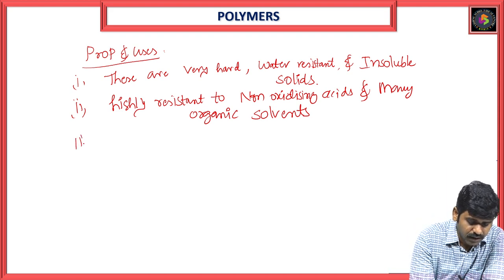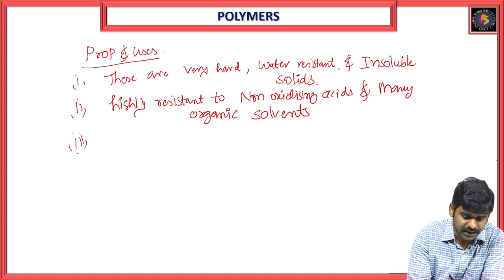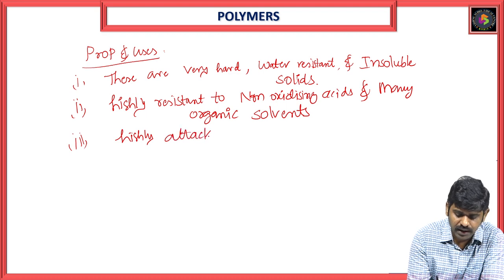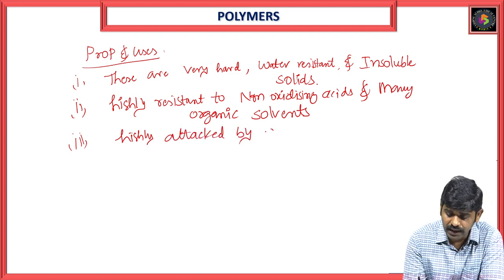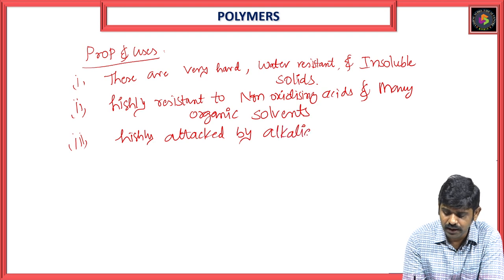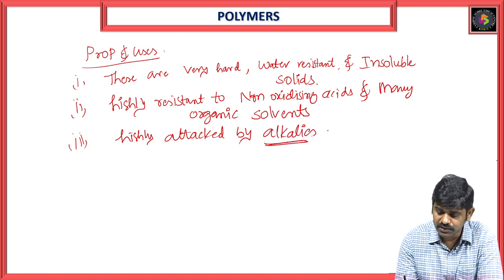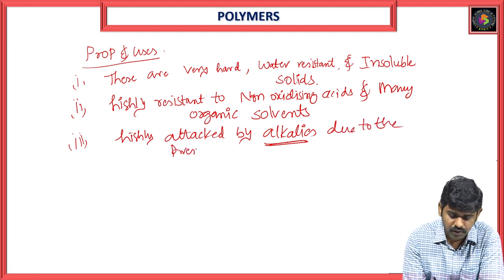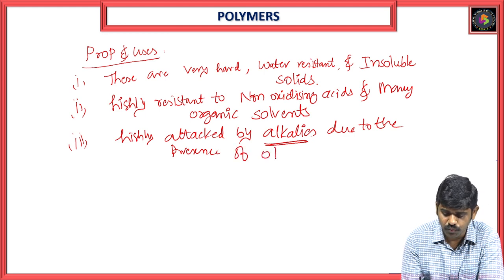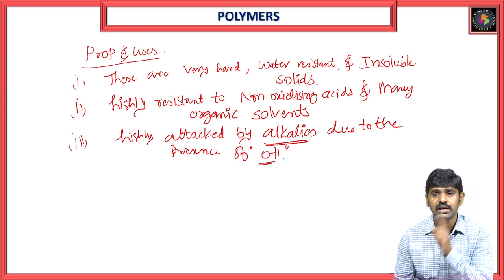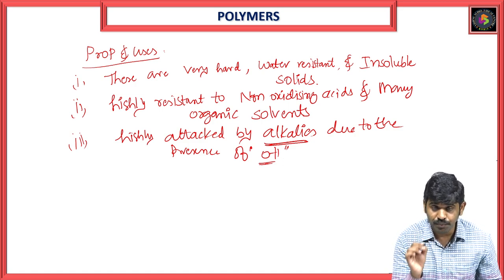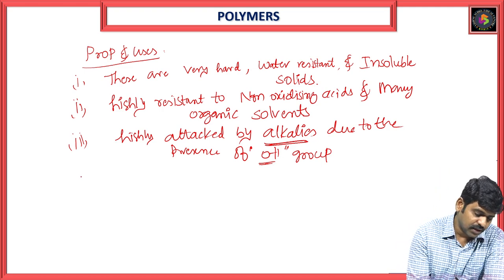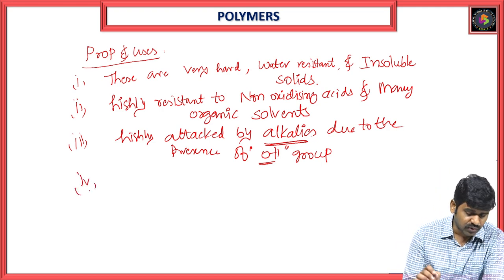Next, but these are highly attacked by alkalis, that is mainly due to the presence of the OH group. Highly attacked by alkalis, that is mainly due to the presence of which group? OH group. Next, this bakelite is used as insulating material.